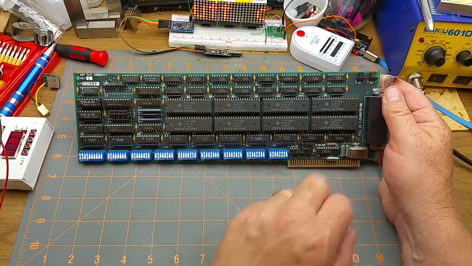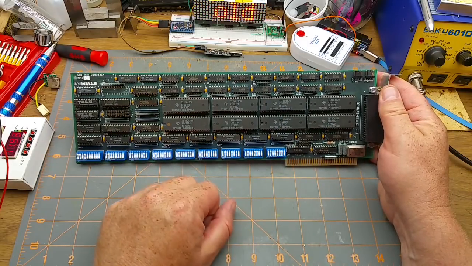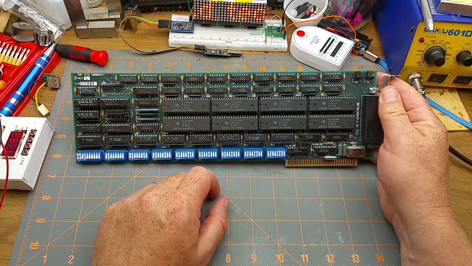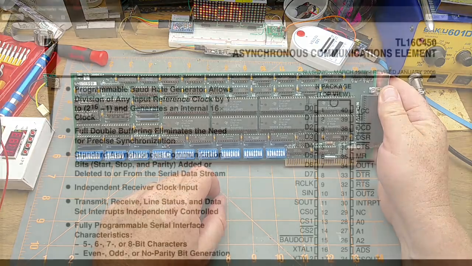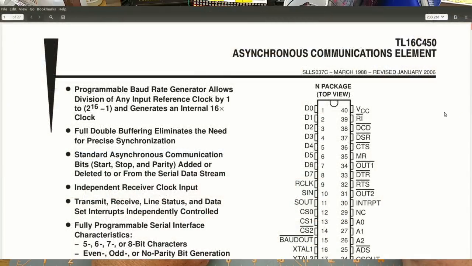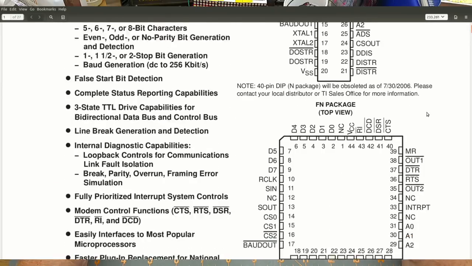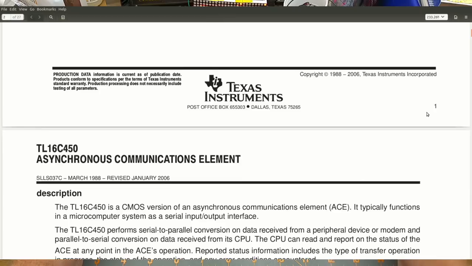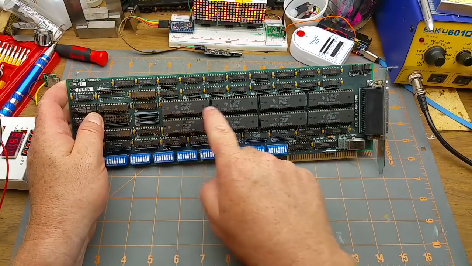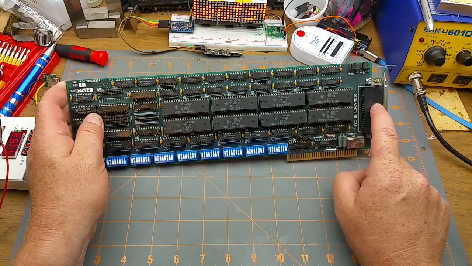Well, the obvious thing is these eight big chips here, Texas Instruments 16C450N, which are single UARTs. Each one of those is a single UART, universal asynchronous receiver transmitter. Basically, that is what buffers the parallel signal from here, turns it into a serial signal, and sends it out.